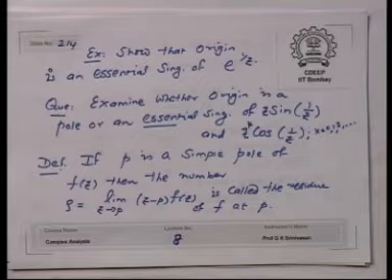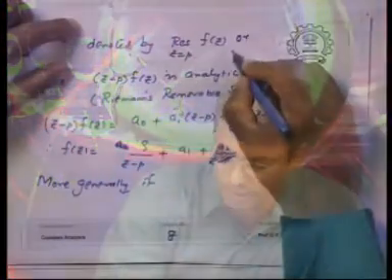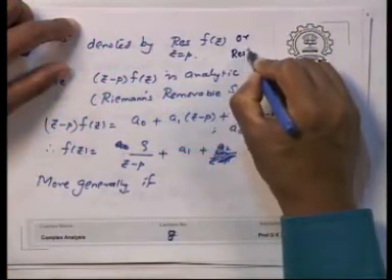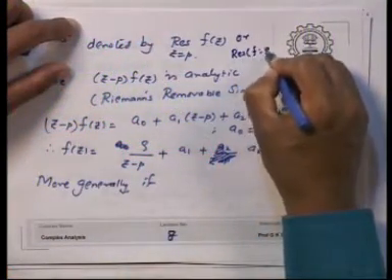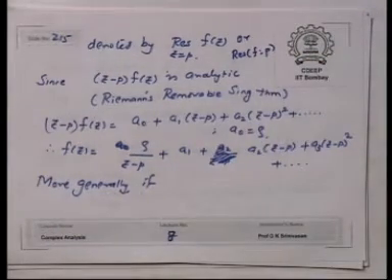For a simple pole, the residue is very easy to calculate. And the residue will be denoted by res f of z as z tends to P, or some books use residue of f at P. This notation is more common. The residue of f at P.